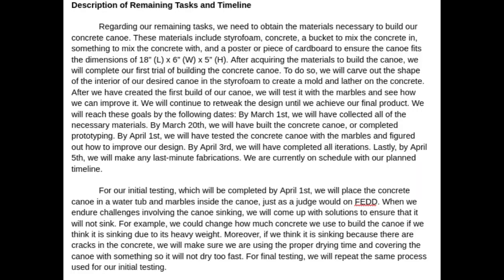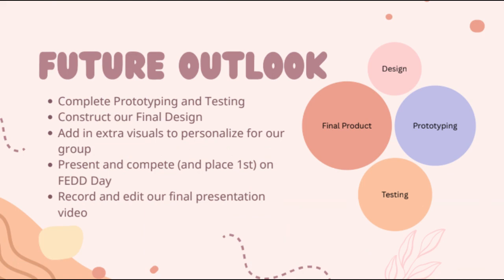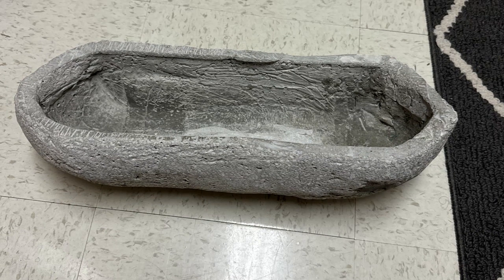At the beginning of the semester, we started with simple planning. We assigned roles to members within the group, as well as made a timeline for important deadlines. Next, we researched how we were going to construct our concrete canoe.